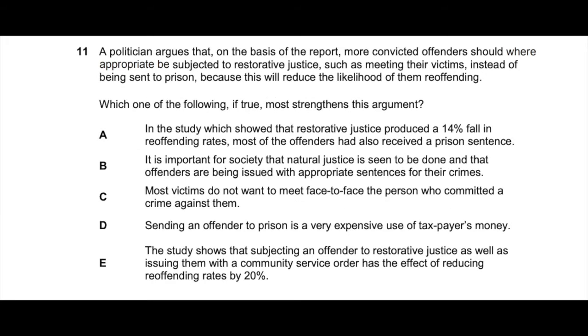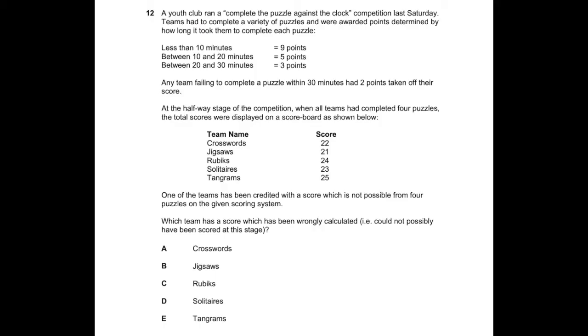Question 11. A politician argues that, on the basis of the report, more convicted offenders should where appropriate be subjected to restorative justice, such as meeting their victims, instead of being sent to prison, because this will reduce the likelihood of them reoffending. Which one of the following, if true, most strengthens this argument? The correct answer is E, because it shows that there are ways of making the prison alternative, restorative justice, even more effective at reducing reoffending rates.